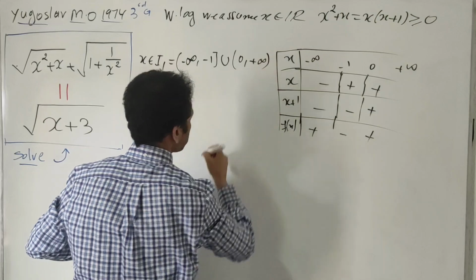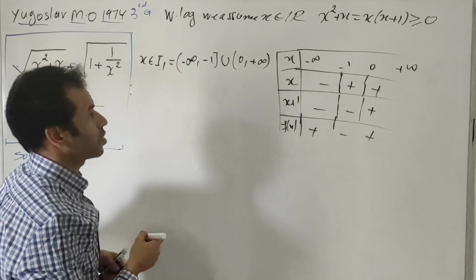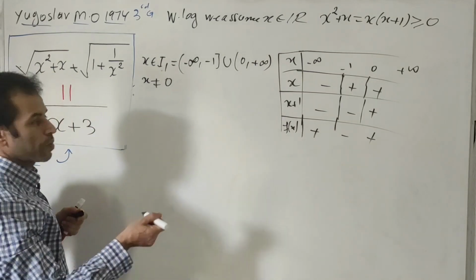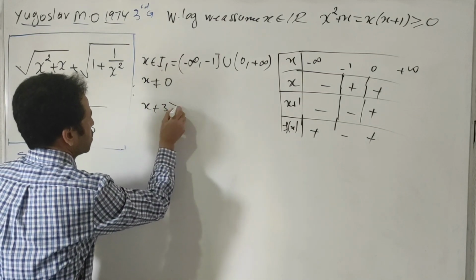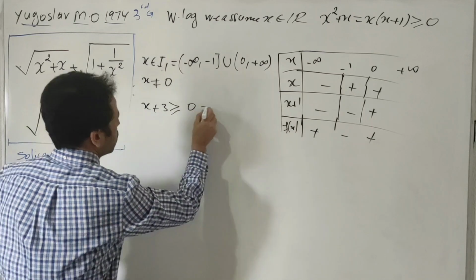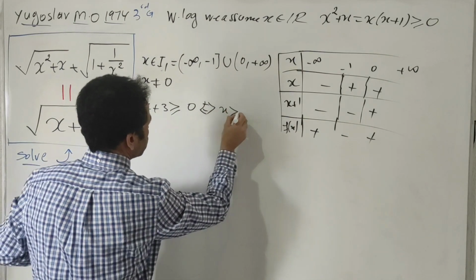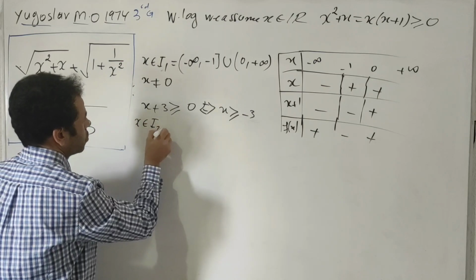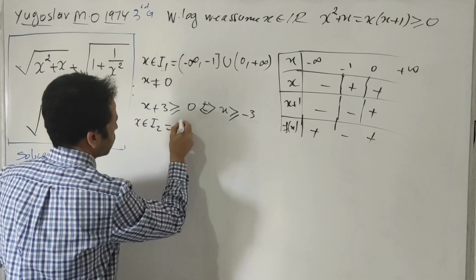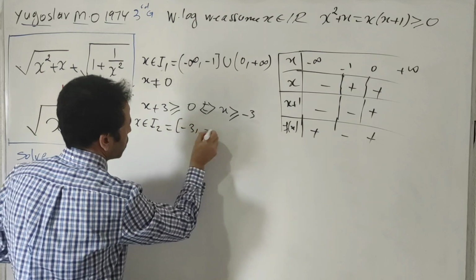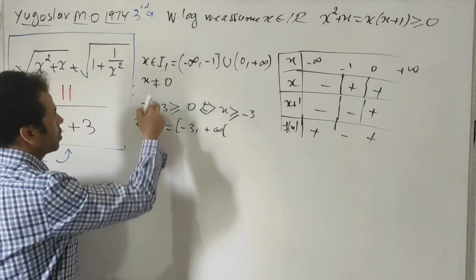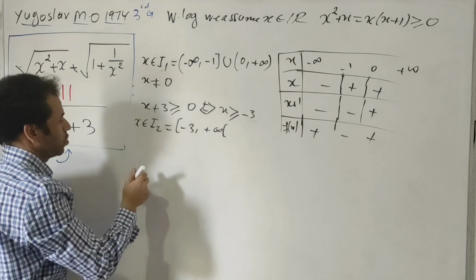Now the second interval. We have x is different than 0. We also have the condition that x plus 3 must be greater than or equal to 0. It's equivalent to x must be greater than or equal to minus 3. So we have the second interval, I2, from minus 3 to plus infinity. We will take the intersection between the I1 interval and the I2 interval.